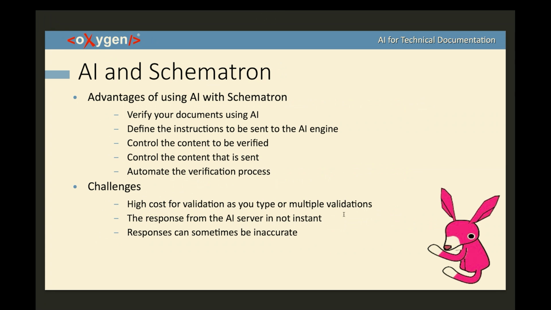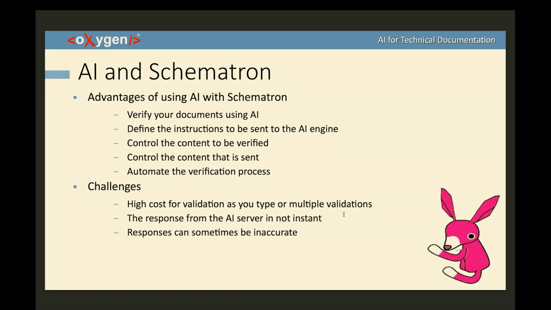So there are a lot of advantages of using Schematron and Schematron checks. So you can verify automatically. You can define for your project some rules, and you can call these functions. You can define exactly what you want to verify in your documents, and you can control what is sent to the server. So when you define these rules, you can control exactly what you verify and what is sent to the AI system. And this is good for you. And you can automate this process, so you can run it maybe on a server, or you can run it when you commit something. So you can also automate these checks.